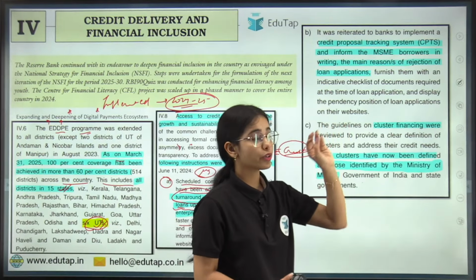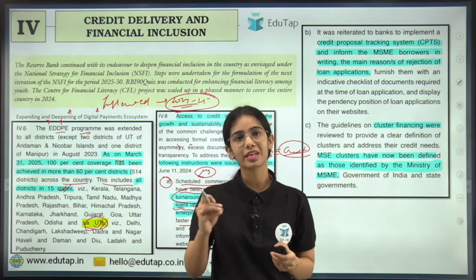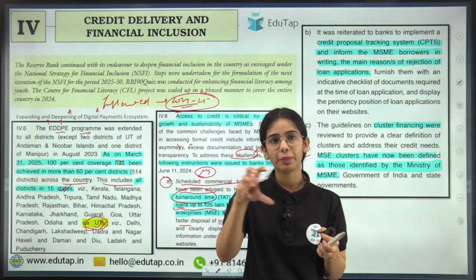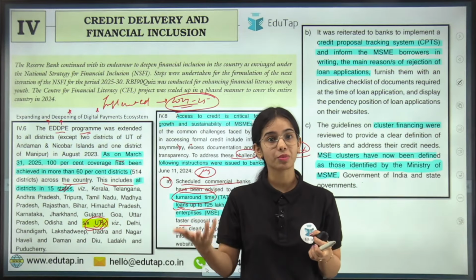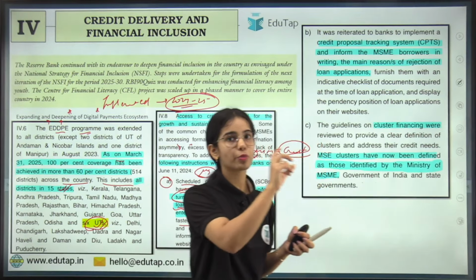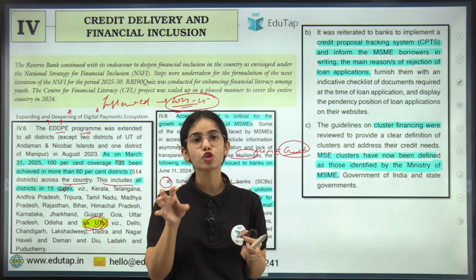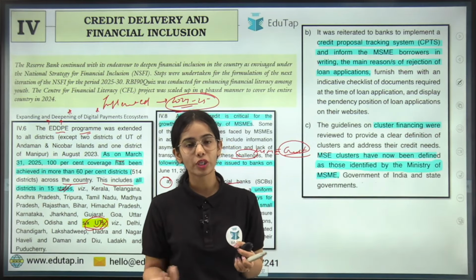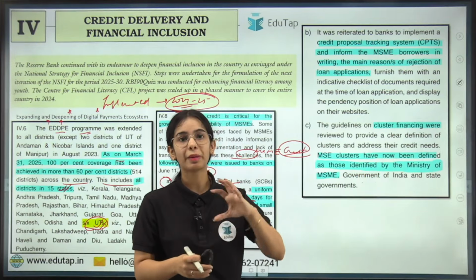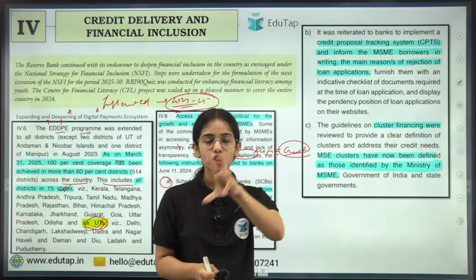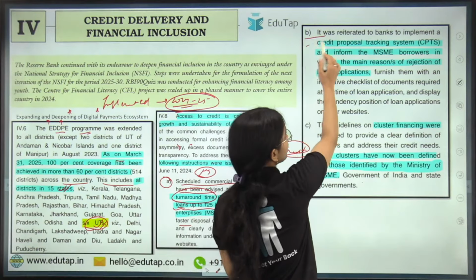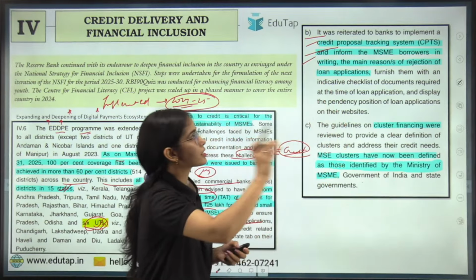It was reiterated to the banks to implement a credit proposal tracking system where the micro, small and medium enterprises can track their loan application, and if it has been rejected, why it has been rejected. So the reason has to be given. And through this credit proposal tracking system, the MSMEs can see which documents they require for taking the loan, as well as the pendency, that is, at which particular level the loan is pending.